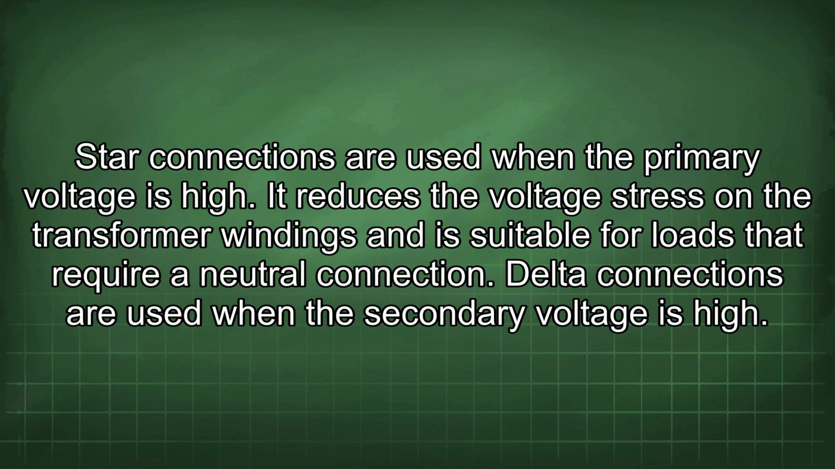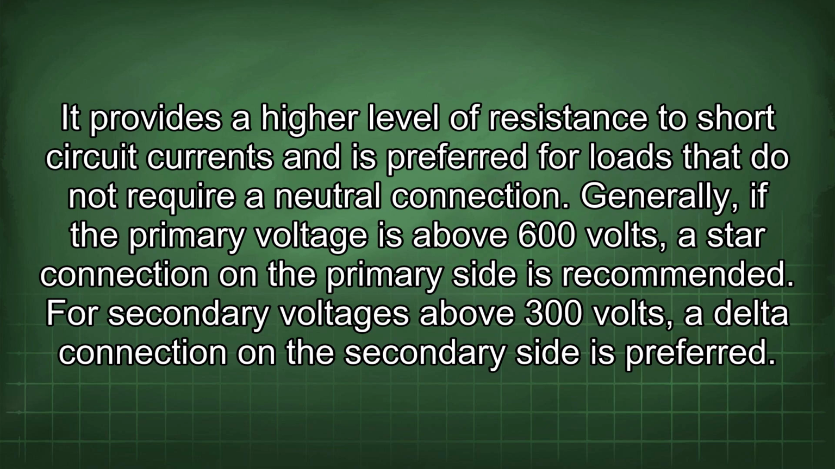Delta connections are used when the secondary voltage is high. It provides a higher level of resistance to short-circuit currents and is preferred for loads that do not require a neutral connection. Generally, if the primary voltage is above 600 volts, a star connection on the primary side is recommended. For secondary voltages above 300 volts, a delta connection on the secondary side is preferred.